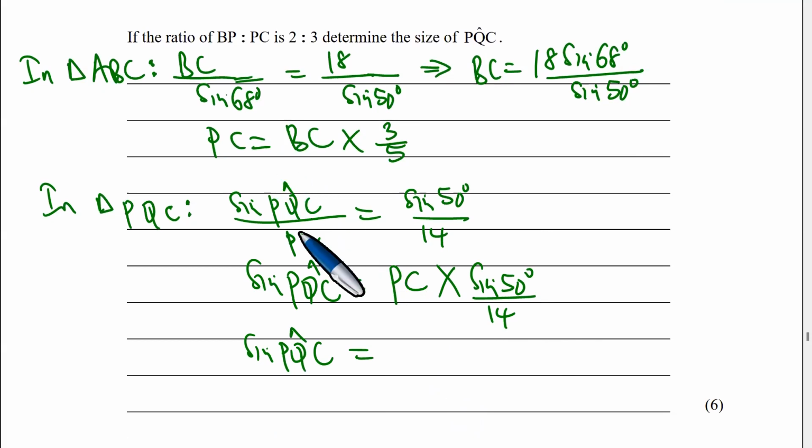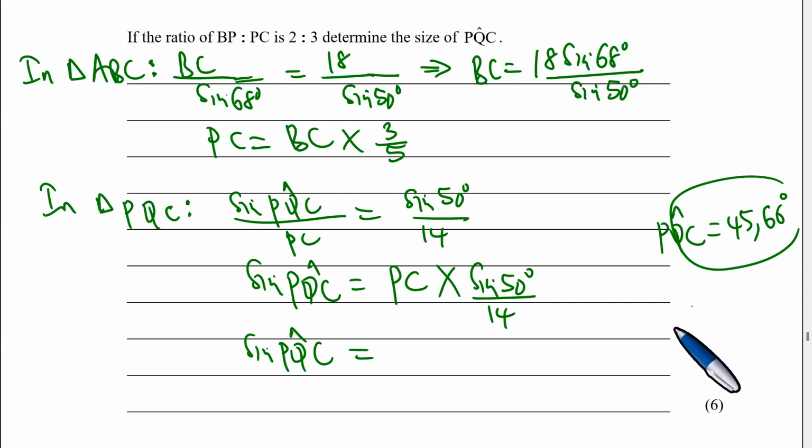So can I give you my answer in the meantime? Yes, please. So I got Q is equal to 45.6 degrees. Well done. That's the correct answer. You've got PQC equals 45, right? Yes, sir. 45.6, approximately 45.66 degrees. So yeah, that's the correct answer.